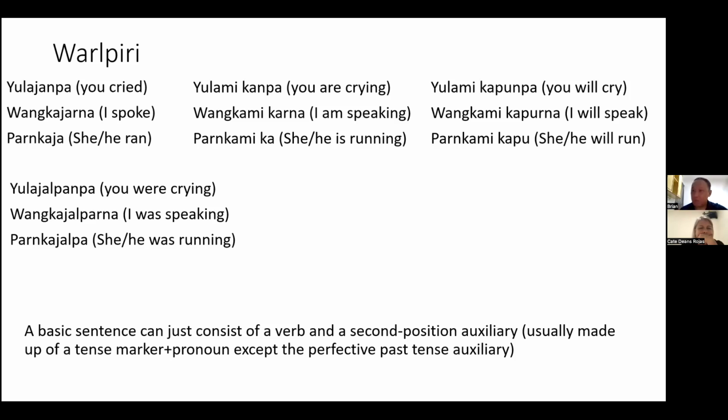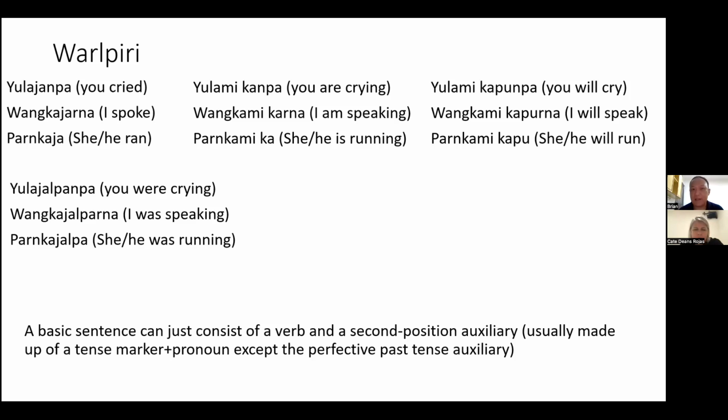Warlpiri is different from language to language. Warlpiri distinguishes perfective and imperfective in the past tense. So Yula Jalpanpa means you were crying. Wanga Jalpana is I was speaking, and Parga Jalpa, he or she was running. There's no gender, but in the past tense you have a split between perfective and imperfective. So Yula Jalpanpa would be like you were crying, like Russian, you were crying when something else happened, that kind of thing. So they have this distinction only in the past tense for Warlpiri.